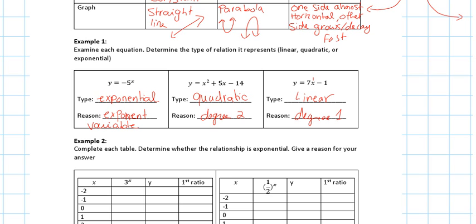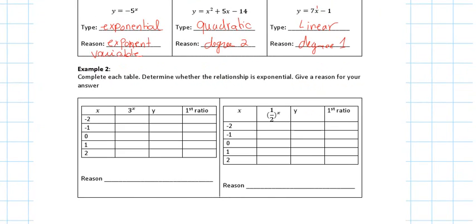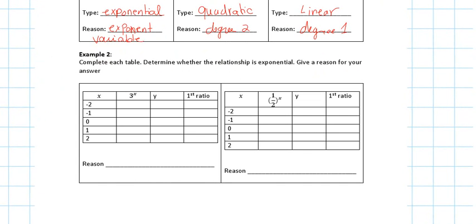Okay. Are we okay with this so far? So if I give you an equation, you look at it, you should be able to tell me which one it is. We're good? All right. Now, table of values. The problem with this table of values is that it's not filled out. So we have to fill it out.